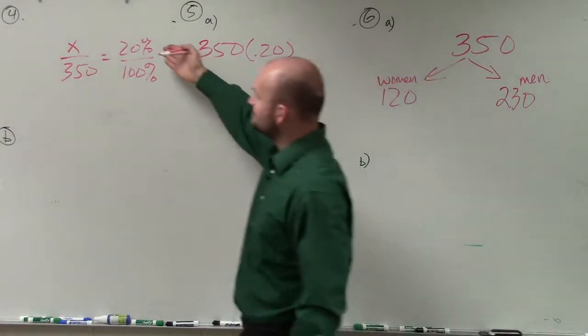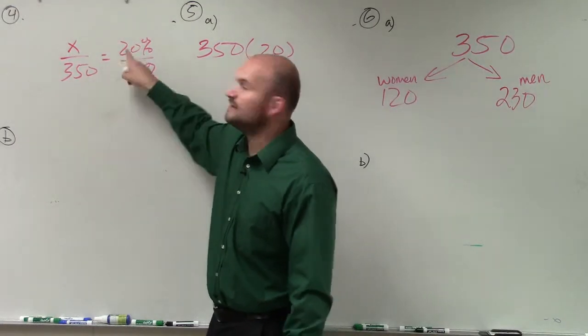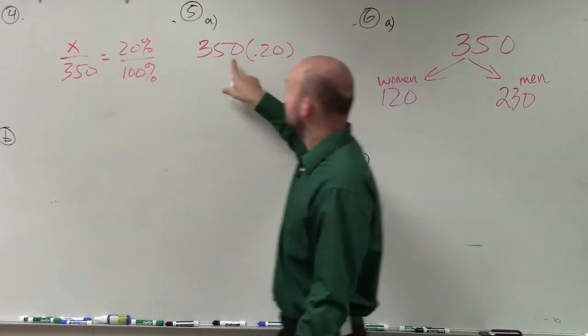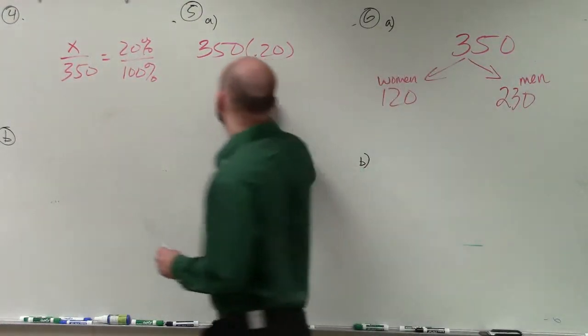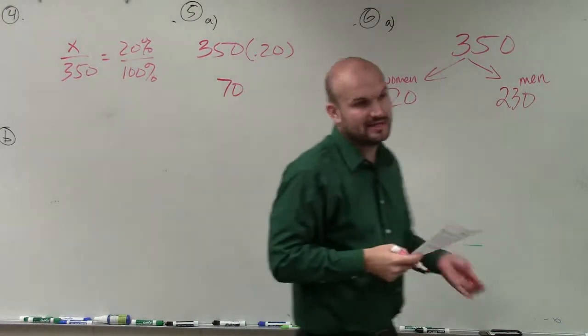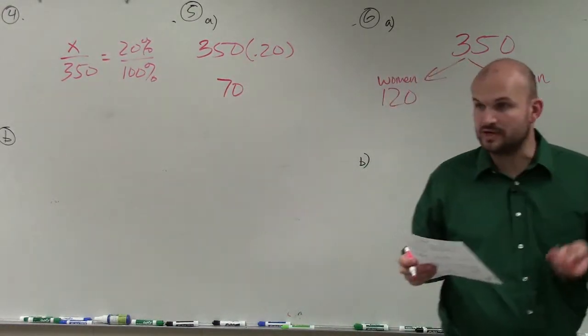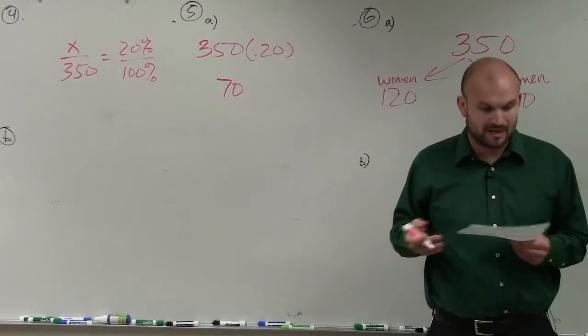However, if I divide this by 100 top and bottom and I cross multiply, basically I'm multiplying 350 times 0.20. When you multiply that, or you use the proportion, you get 70 workers in the accounting department, which is 20% of 350. So that's the second thing that I figure out: I know how many of those there are.